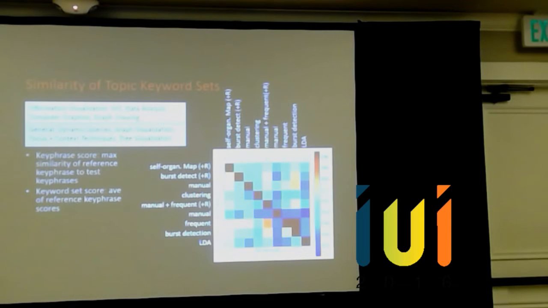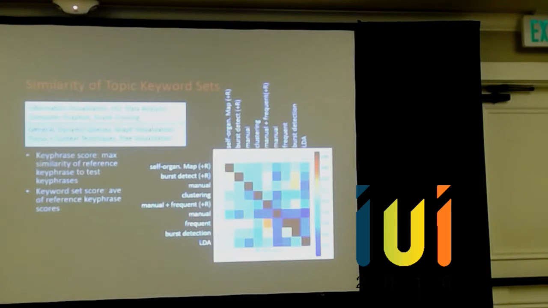And then we can average over all the reference key phrase scores to get a general score for the keyword set. And so this is across pairs of keywords. And what we do is we do that for all the different pairs that we have. And then we can compute a similarity matrix, which is shown on the lower right.